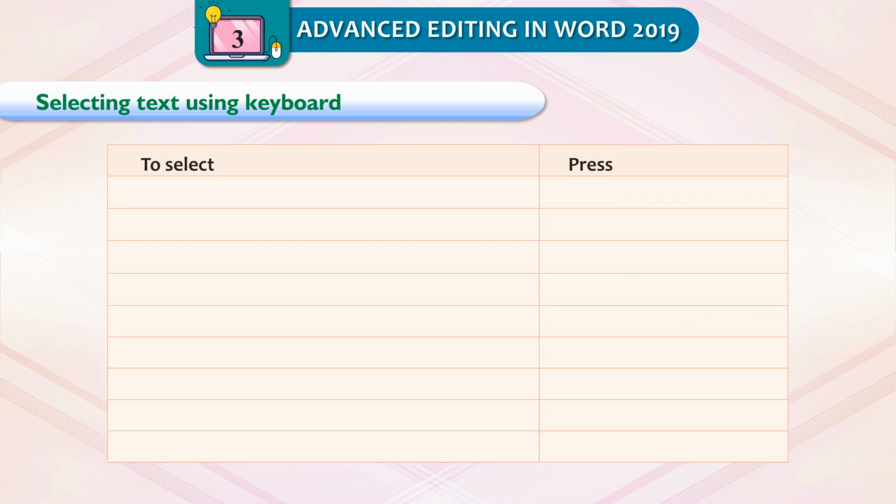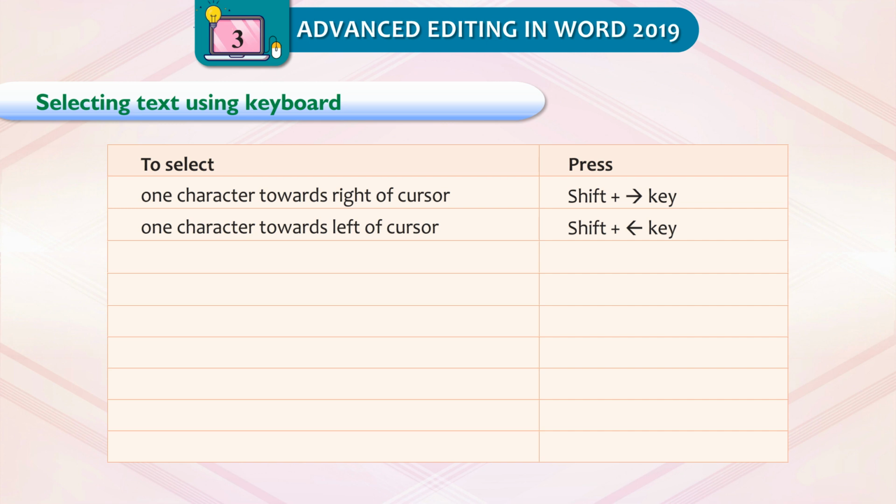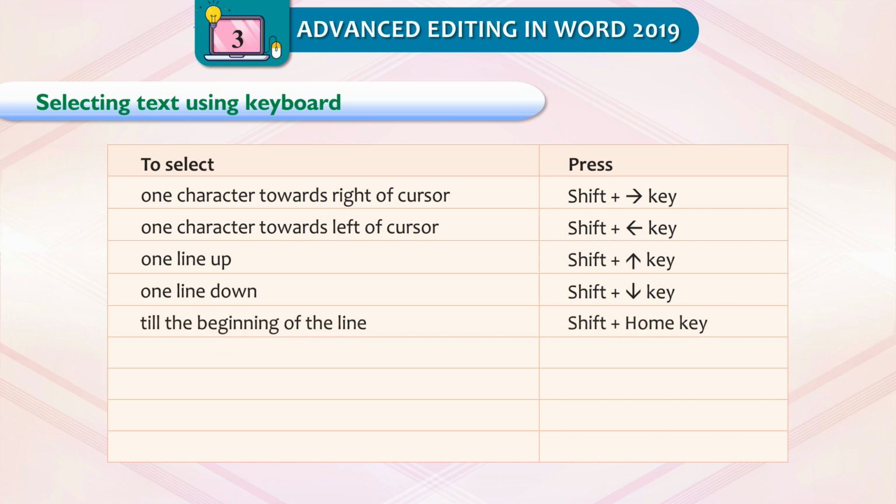To select one character towards right of cursor, press Shift plus right arrow key. One character towards left of cursor, Shift plus left arrow key. One line up, Shift plus up arrow key. One line down, Shift plus down arrow key. Till the beginning of the line, Shift plus Home key.